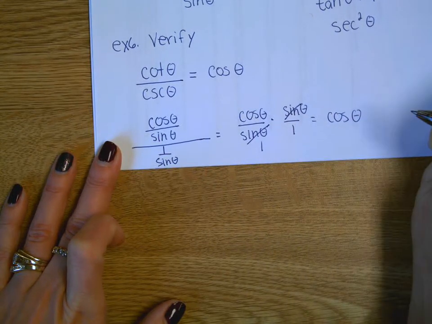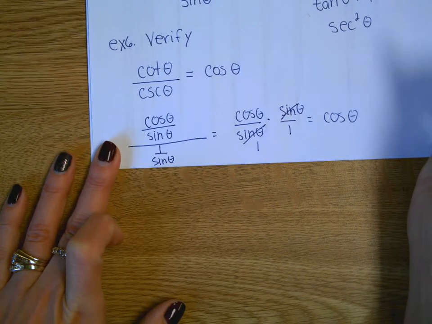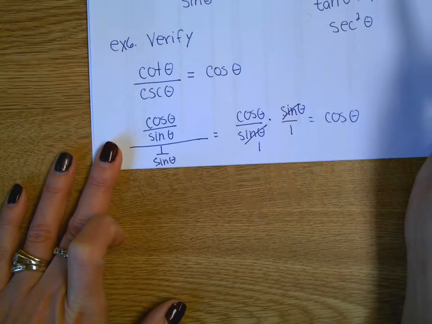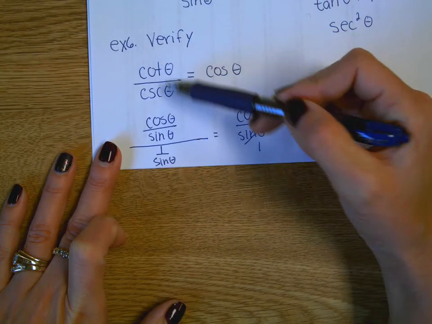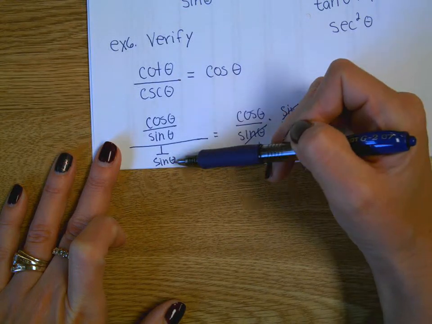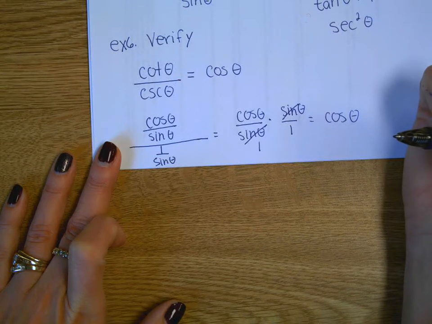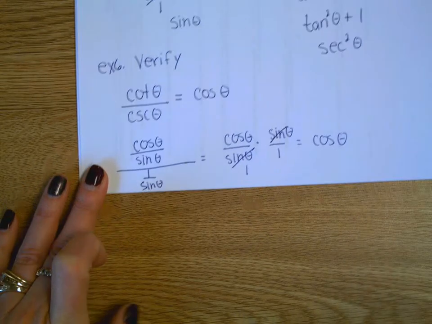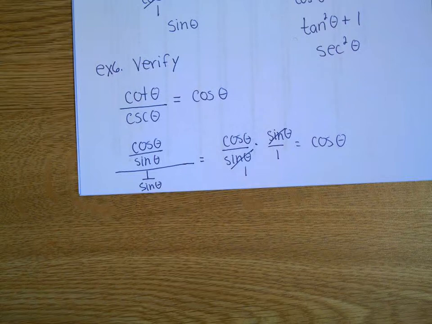Verified, yes. Wait, I have a question. What's your question? Where did you get, wait, is cotangent equal to cosine over sine? It does. And then cosecant equals 1 over sine? Very good. Verified.